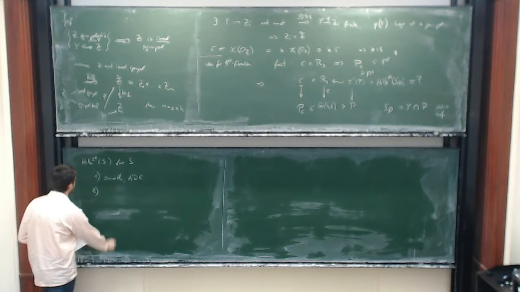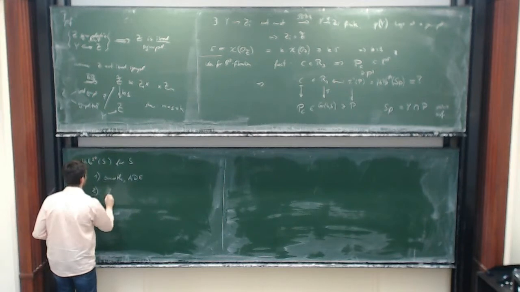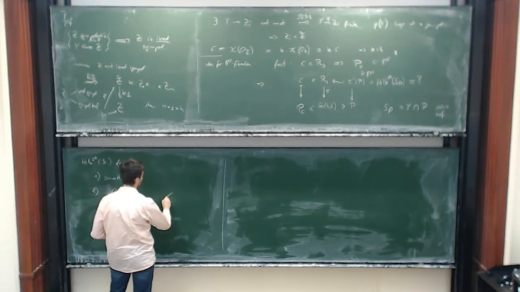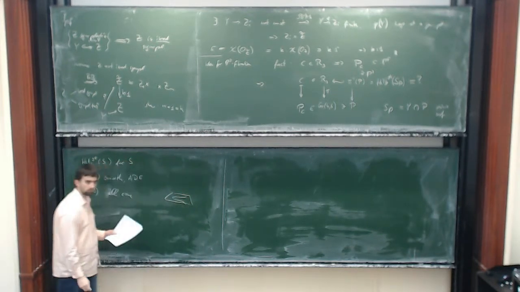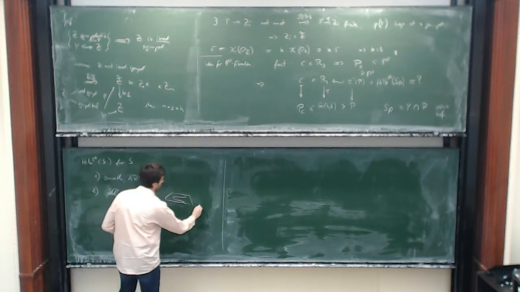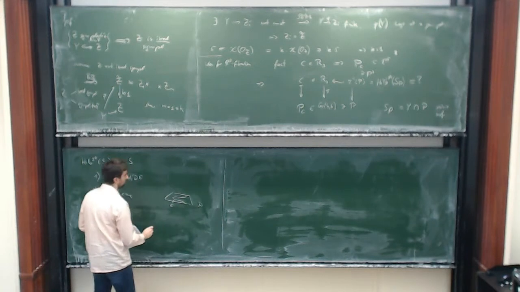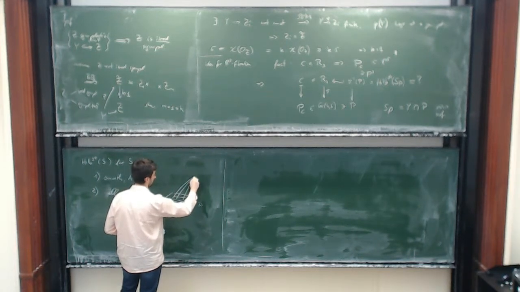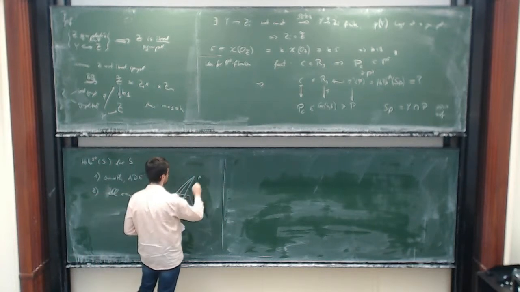Or S could be an elliptic cone. That is, we have a plane. In this plane, we have an elliptic curve, and S is just the cone over this curve over the vertex, say P.